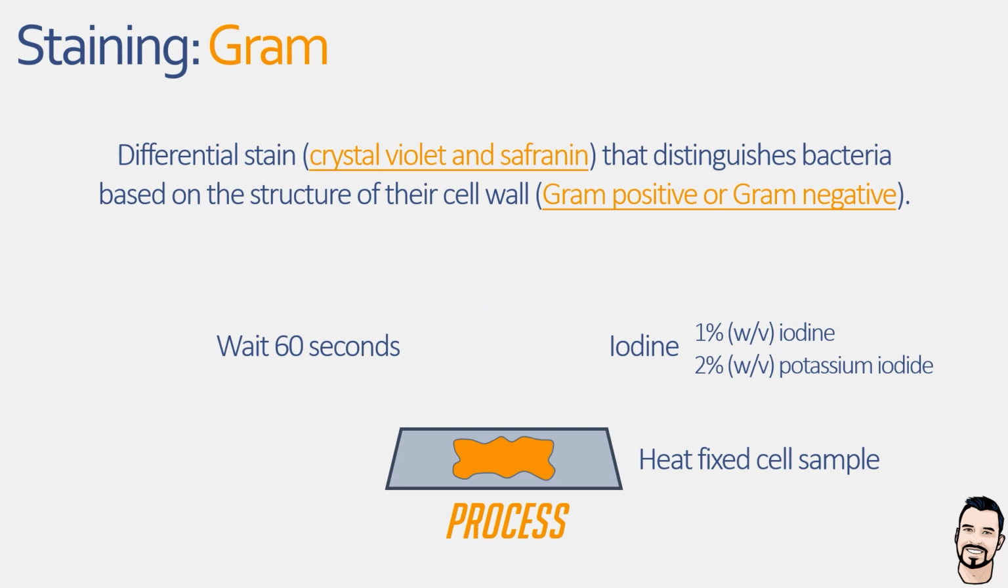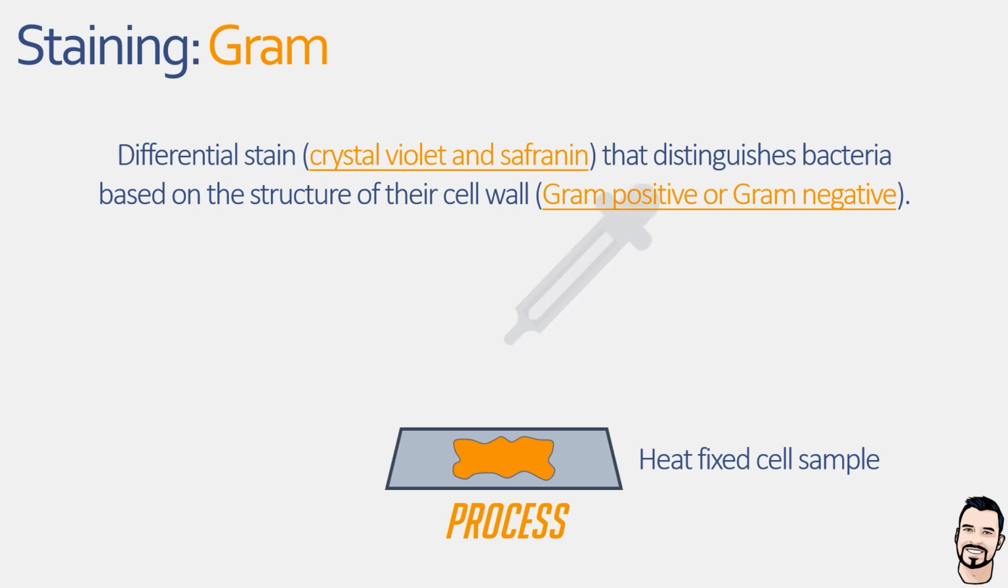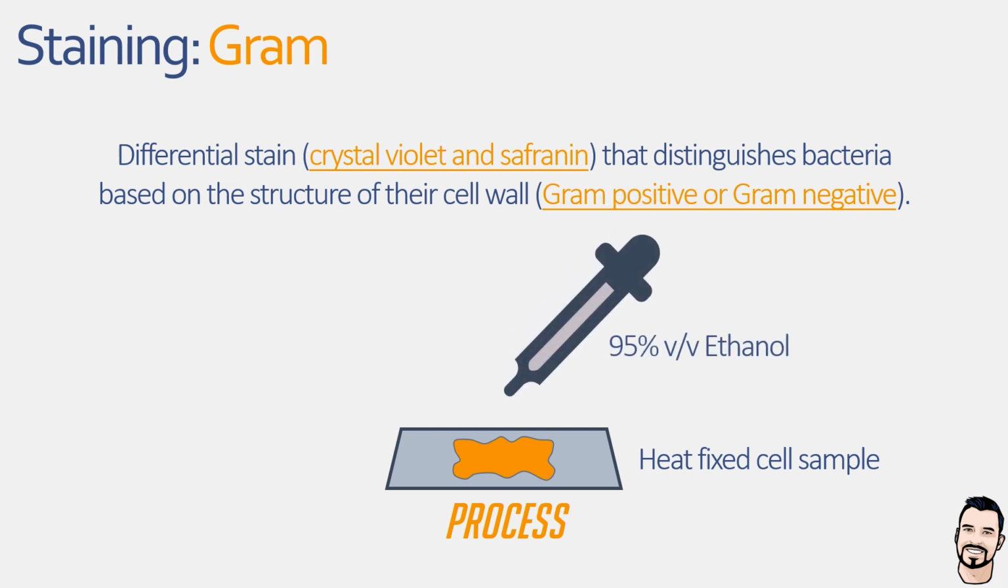Now during this time, iodine acts as a mordant, reacting with crystal violet to form a crystal violet iodine complex, which becomes trapped within the peptidoglycan layer. Now this process is effective in Gram-positive bacteria because there is a thick peptidoglycan layer reinforcing that purple stain. However, in Gram-negative bacteria, the thin peptidoglycan layer is unable to retain the complex as strongly, making them susceptible to decolorization. And this just happens to be our next step.